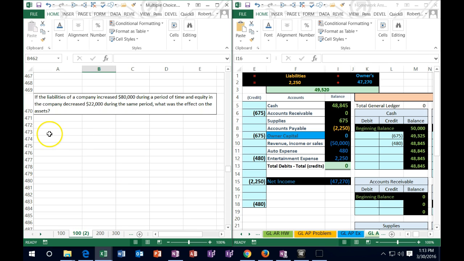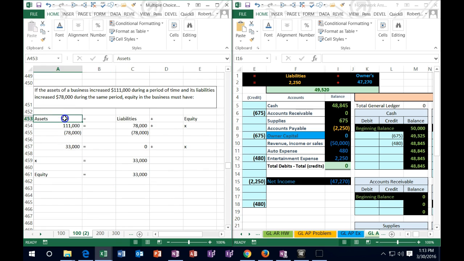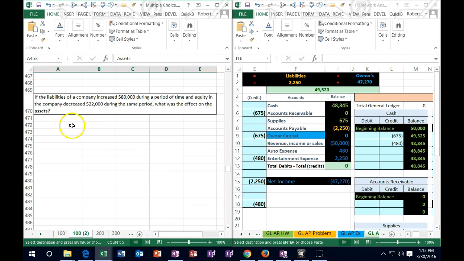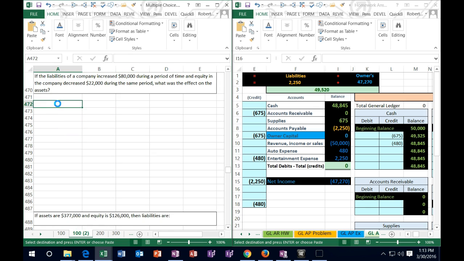So next we have a similar problem where we're going to be working with the accounting equation. It says if the liabilities of a company increased $80,000 during the period of time and equity in the company decreased by $22,000 during the same time, what is the effect on assets? So again, we have 2 of the 3 parts of the change to our accounting equation. So I'm going to scroll back up here. I'm going to copy our accounting equation. And that accounting equation is assets equal liabilities plus equity.